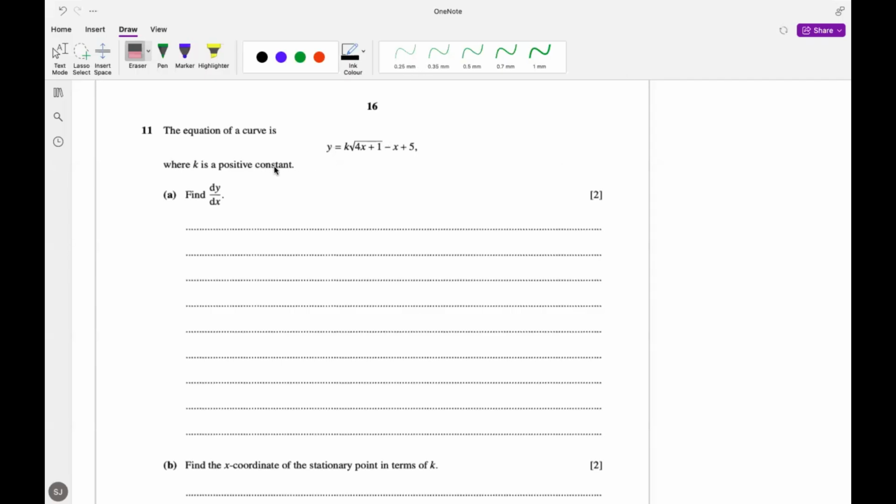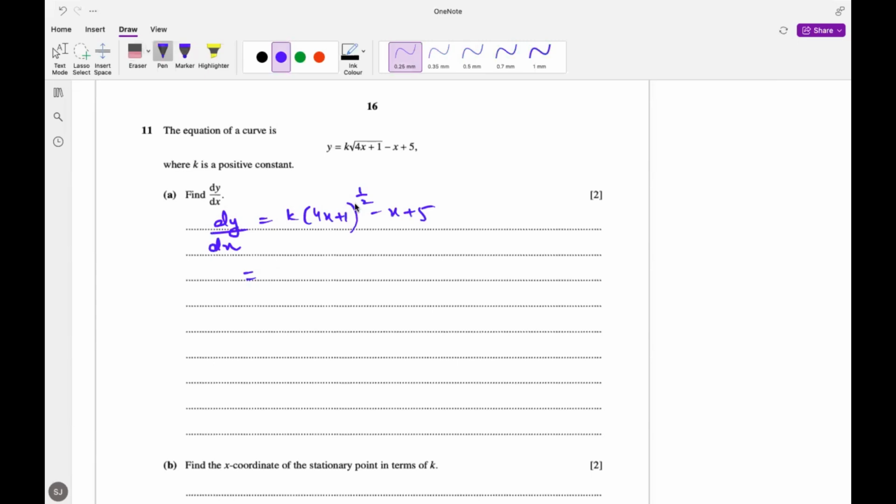In question 11, the equation of a curve is y equals k square root of 4x plus 1 minus x plus 5, where k is a positive constant. We have to find dy/dx. To find dy/dx, this will be written as k into (4x plus 1) to the power of 1/2, minus x plus 5.